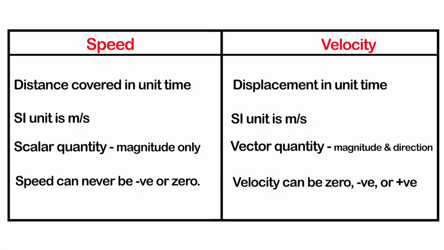Speed and velocity. Speed is distance divided by time. Velocity is displacement by time. Speed is a scalar quantity. Velocity is a vector quantity. The similarity is both have the SI unit meter per second. Okay. So, that's about speed and velocity. So, our second set of parameters is speed and velocity.